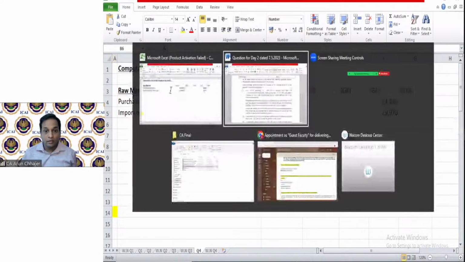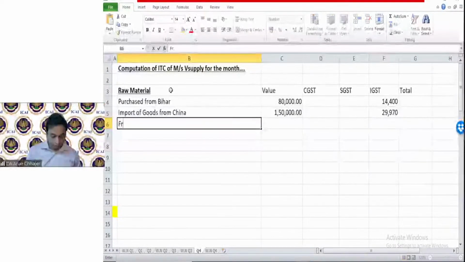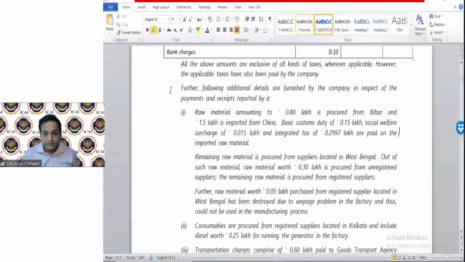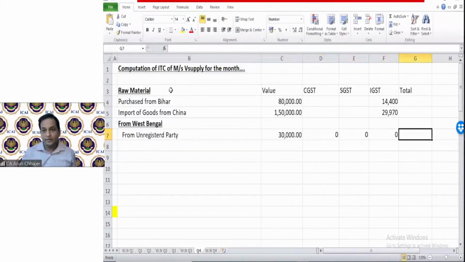Now, the raw material which is purchased from supplier, the balance raw material from West Bengal. Now, in this particular, there is from unregistered party, how much? 30,000. Out of which raw material worth rupees 30,000 is procured from unregistered supplier. So unregistered supplier, there will be no taxes.